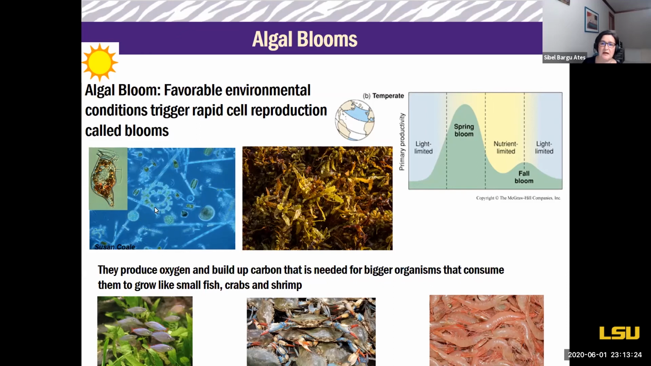They are single-cell microscopic organisms that are also capable of doing photosynthesis, like these macroalgae do, as well as the land plants. Algal blooms occur when favorable environmental conditions like light and nutrients promote algae to grow rapidly. In many cases, these optimum conditions occur in the springtime, and that's the time we call this growth of algae a spring bloom. When they grow, they produce oxygen and build up carbon that is needed for bigger organisms that consume them, like small fish, crabs, and shrimp.